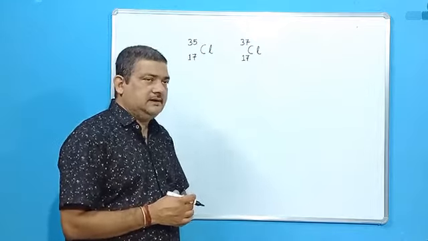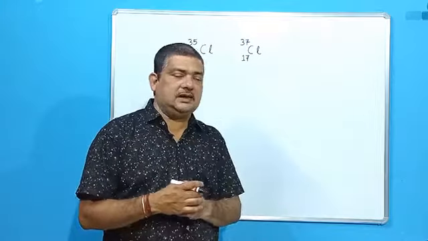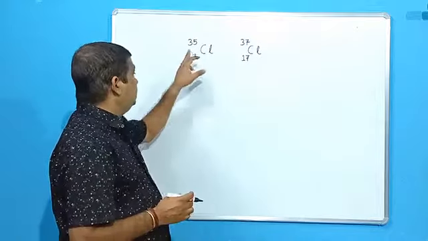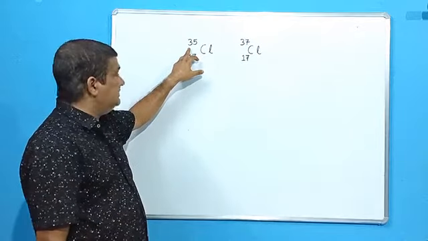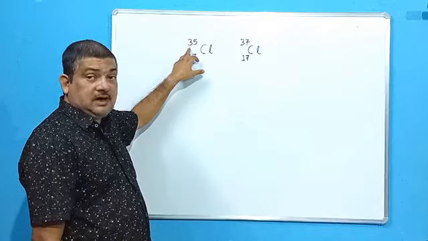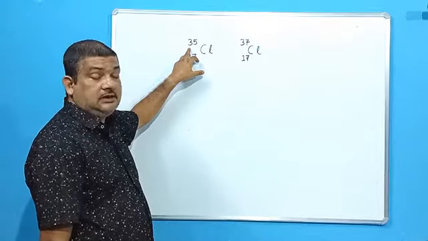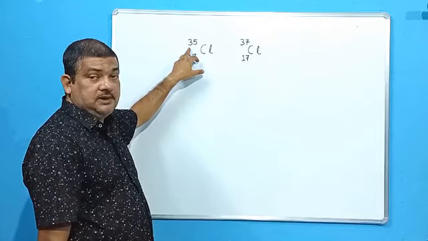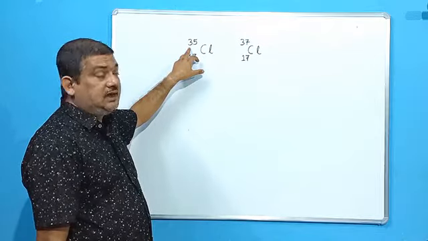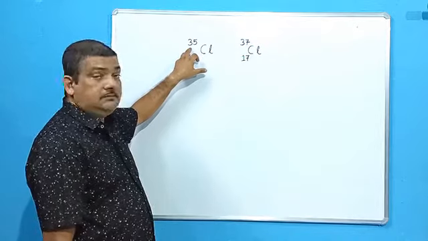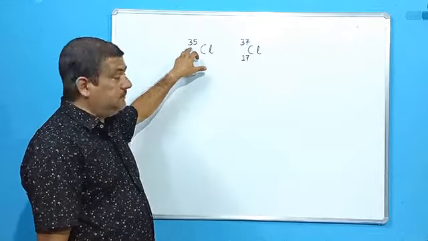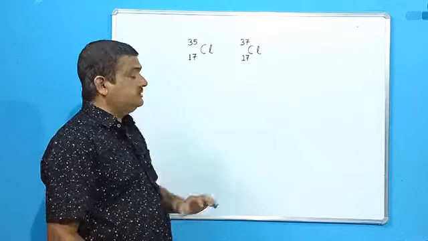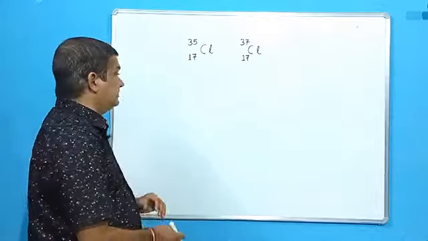So the elements are available naturally in the form of different isotopes. Here 35 is the mass number of this atom, so it is called the mass of the isotope, the isotopic mass. What do you mean by isotopic mass? It is the mass of that isotope. So for this atom 35 is the isotopic mass, and for this atom 37 is the isotopic mass.